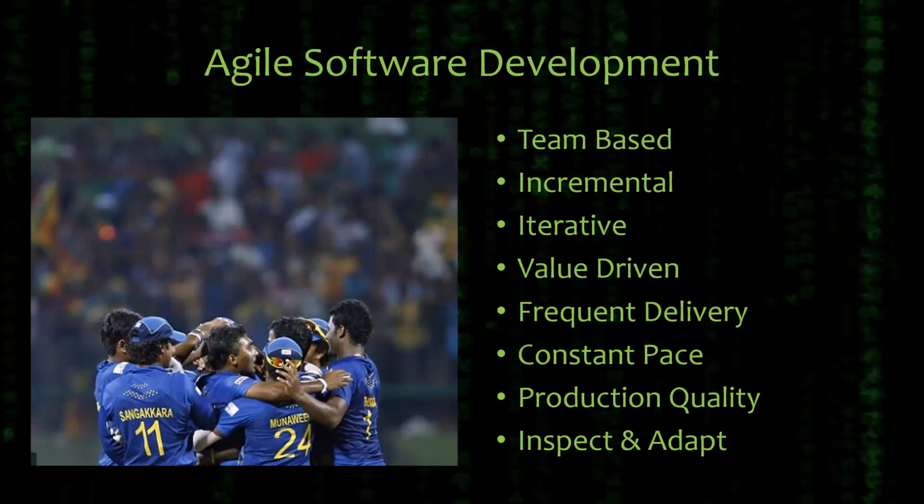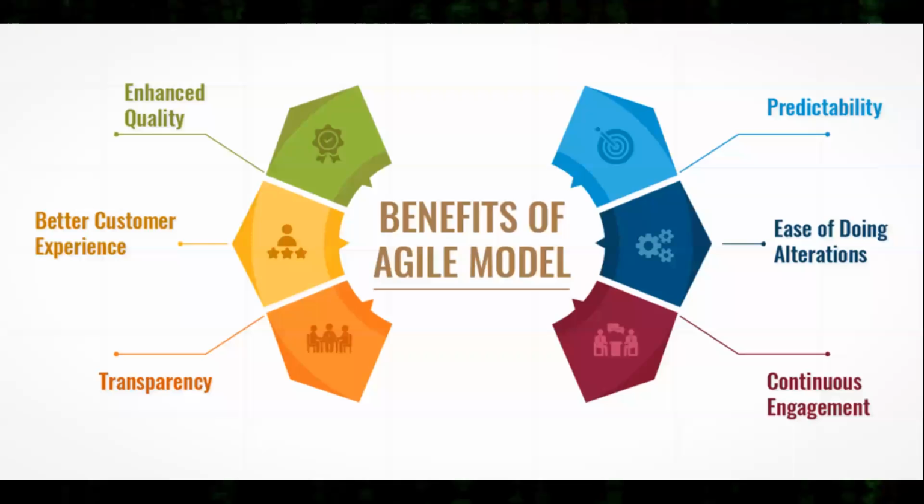You identify problems early on. You identify user requirements better, and you can basically inspect and adapt as you go along, right? So the more frequently you do this, you can actually come up with something better. All these benefits: the enhanced quality of the product, a better customer experience, because they would be seeing the product. So that's transparency also.